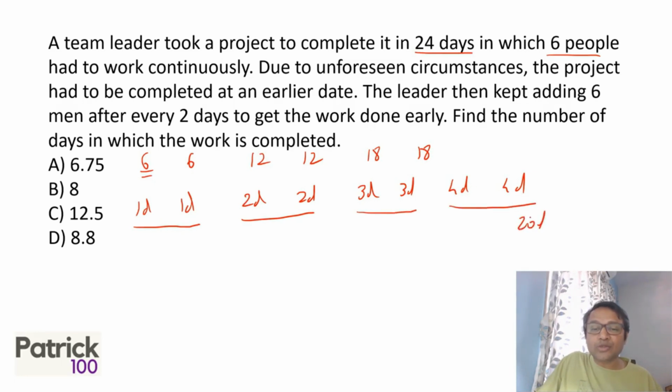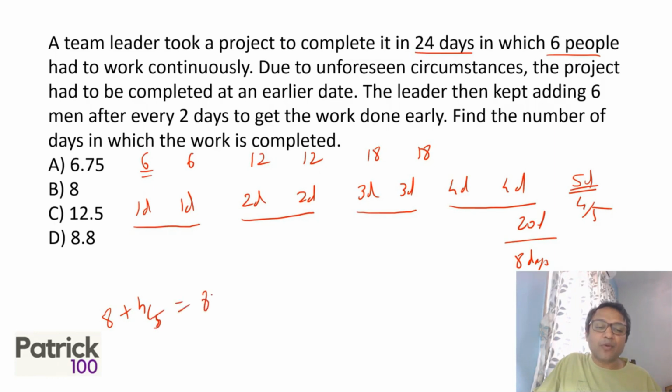So 20 days of work is over in 8 days. Next, 5 days of work is done, but we require only 4 more days of work. So time taken is 4 by 5. So total days will be 8 plus 4 by 5 days, which will be 8.8 days.